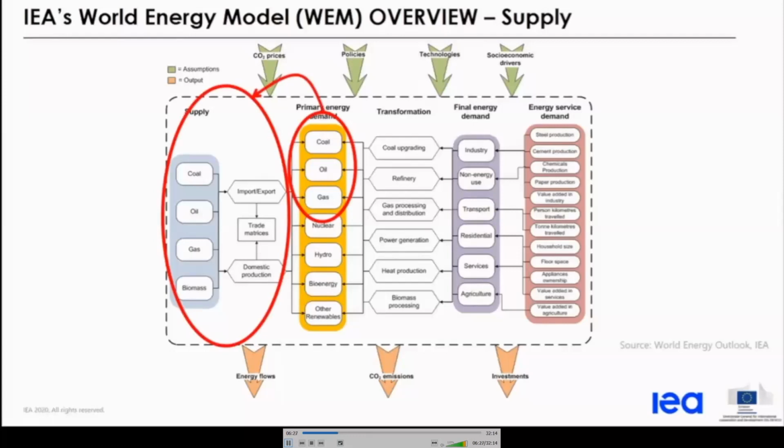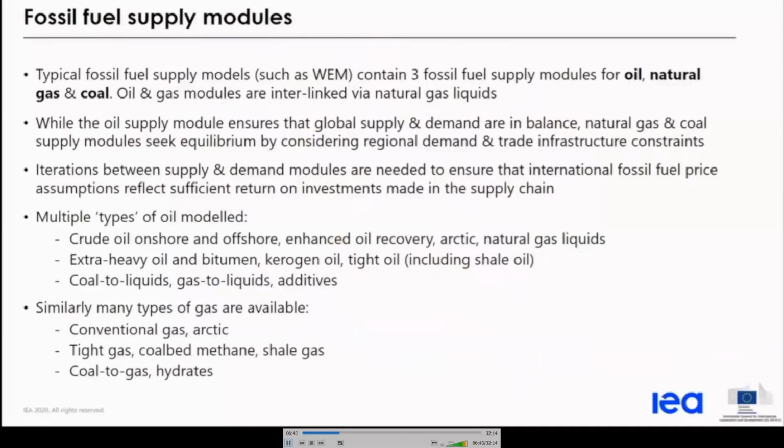Demand is first assessed by sector and country and region, and global supply is then modeled. Import and export needs are assessed in the model, and trade is defined based on these demand needs and global excess. Typical models in the IEA World Energy Model contain 3 fossil fuel supply modules for oil, natural gas, and coal. Oil and natural gas are linked as many reservoirs contain heavier components and result in the production of natural gas liquids, or NGLs. These NGLs are incorporated then into the overall oil supply model.